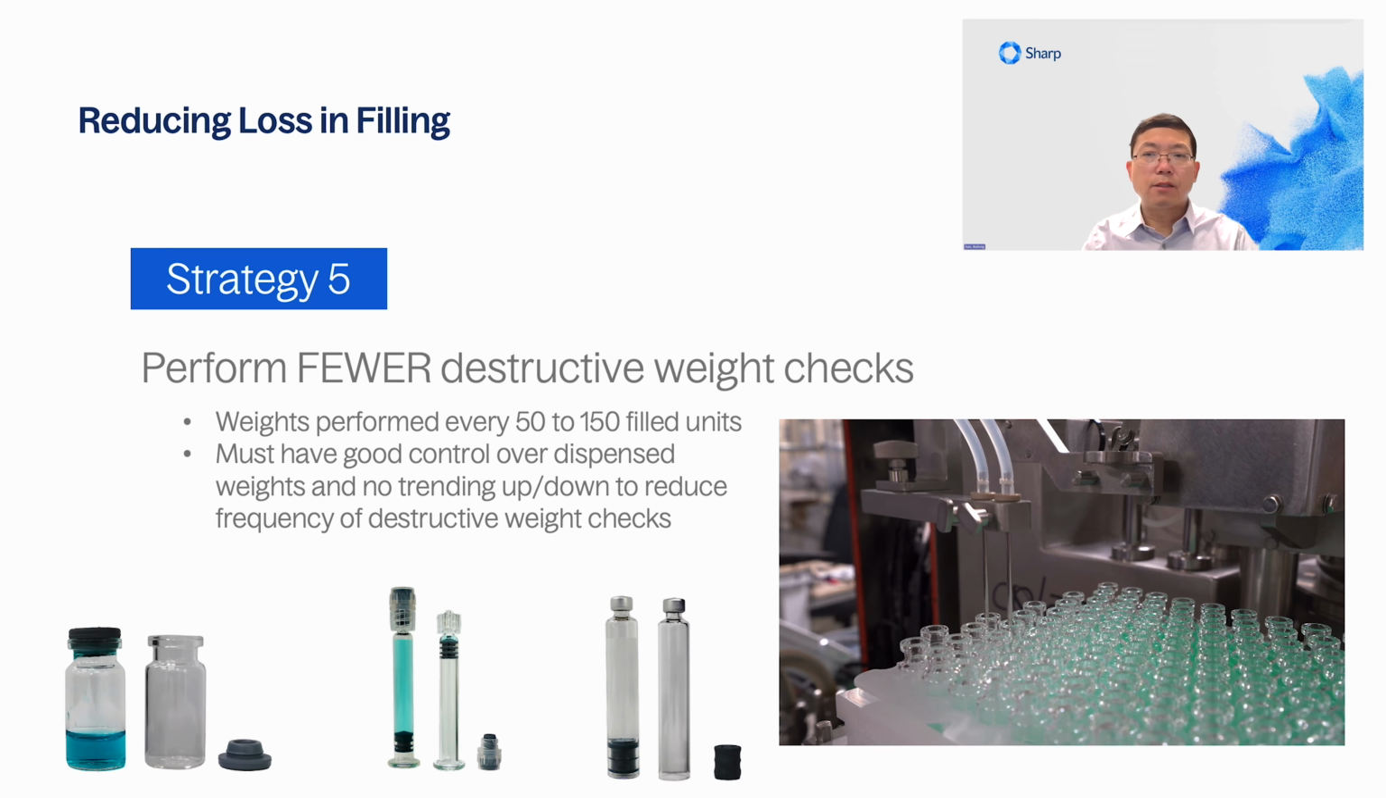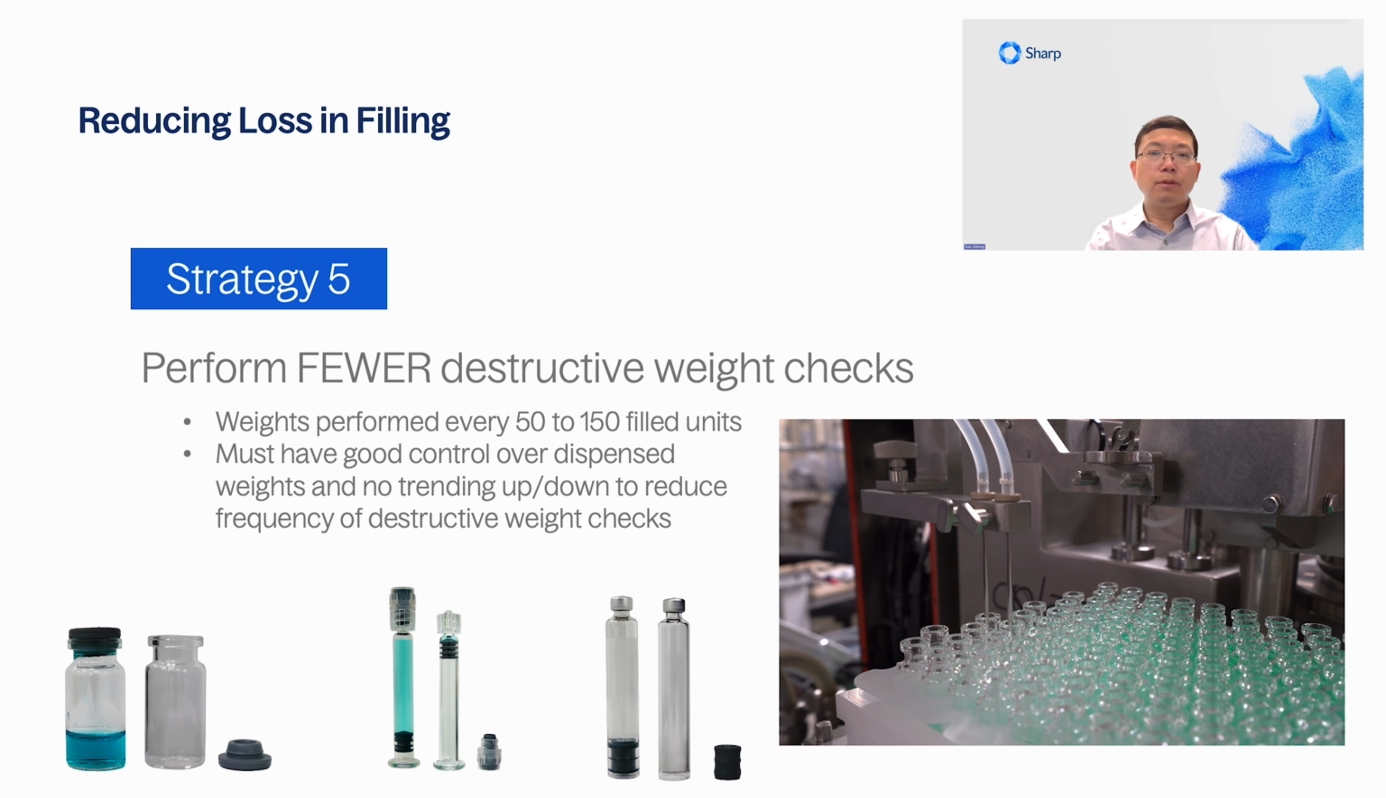If your CMO has good control over precision of the dispensed weights, and they are not trending up or down as filling progresses, then you should be able to ask for a reduced number of destructive weight checks. Switching from a weight check every 100 units to a weight check every 150 units will save a few units. For example, it will save 3 filled units in a 1,000 unit fill batch.